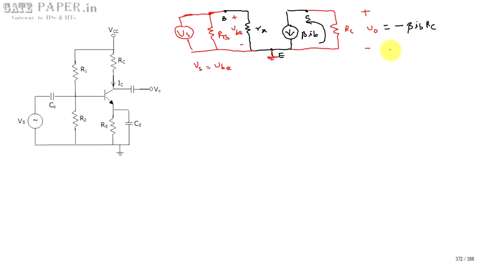The voltage gain is with respect to Vs, which we require. Vs is the same as VBE. VBE is nothing but the voltage across R pi, and the current flowing through the base terminal is IB. So IB into R pi is VBE, which is also the same as Vs. So the voltage gain AVS is equal to V0 by Vs, which is V0 by VBE, that is minus beta RC times IB over IB R pi. IB cancels. You will get minus beta RC divided by R pi.